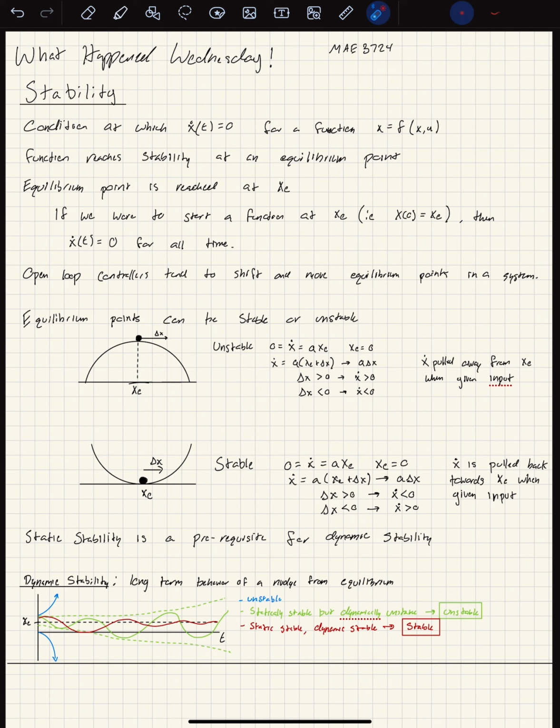Looking at a statically stable but dynamically unstable system, the ball will move towards the equilibrium initially, but as time moves on, it will get further and further away in a sinusoid. Because one of these terms is unstable, the whole equilibrium point is defined as unstable. Finally, looking at the red line, where we have a statically stable and a dynamically stable system, or equilibrium point, the ball will move initially towards this equilibrium, and as time increases, it will get closer and closer to it, defining it as a stable equilibrium point.